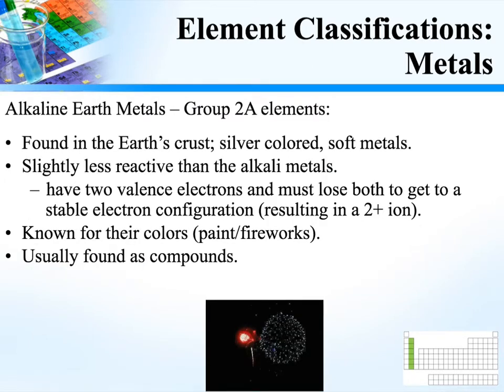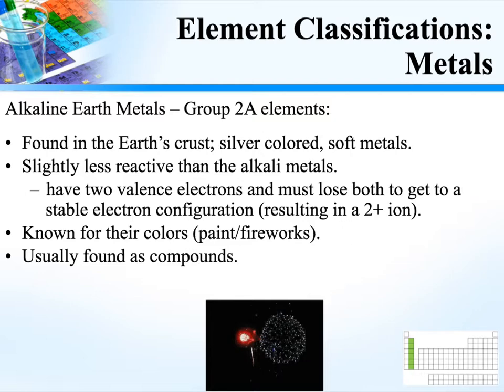Group 2A elements are known as the alkaline earth metals. These are the elements found in the Earth's crust. They're silver colored. They're still a soft metal. They're slightly less reactive than the alkali metals. They have 2 valence electrons, and they have to lose both of them to get to a stable electron configuration, so that requires more work. Once it does that, it becomes a 2+ ion.